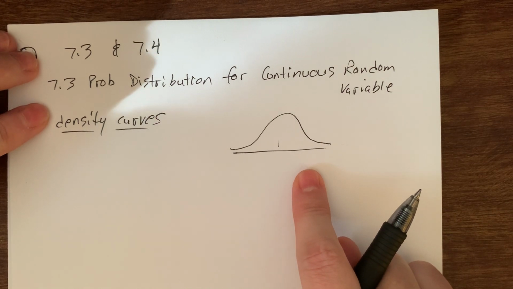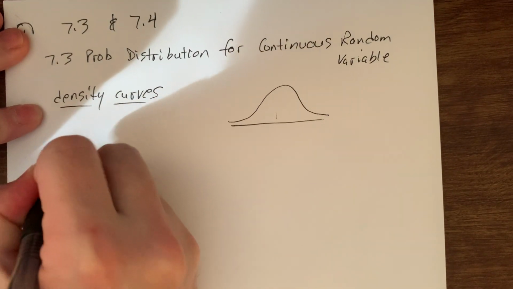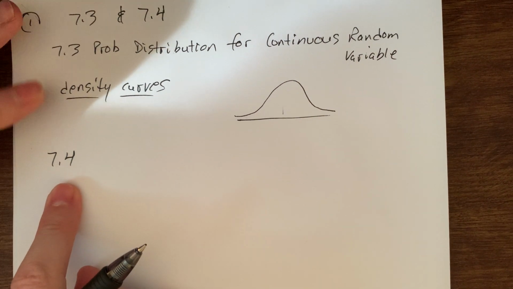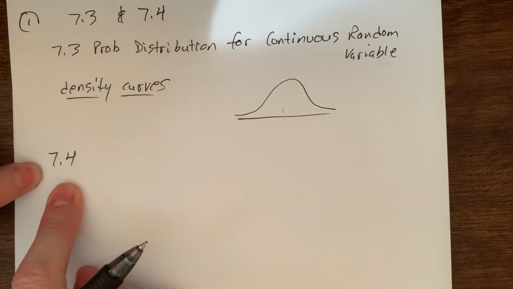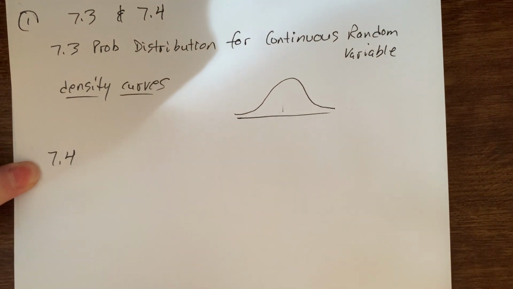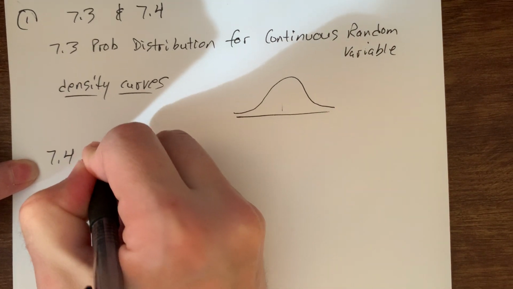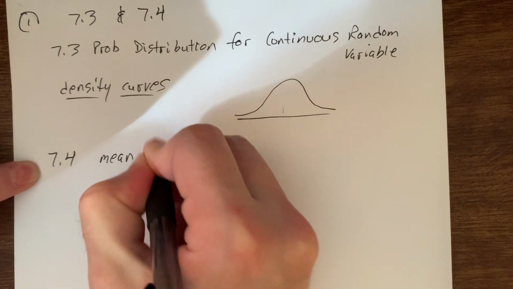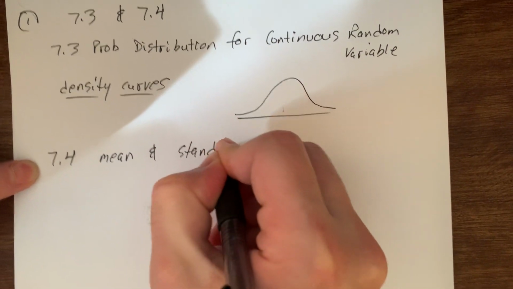So again, the rest of this video, we're really moving into section 7.4. In 7.4, we're going back to the discrete distributions, and we're going to talk about finding both the mean and the standard deviation.